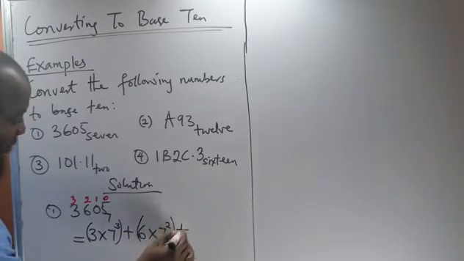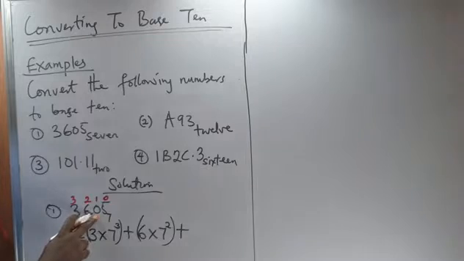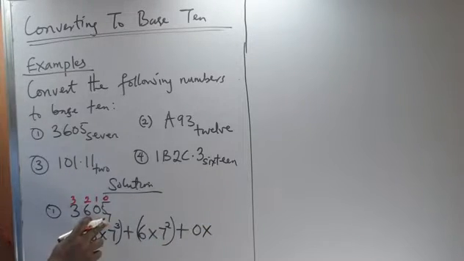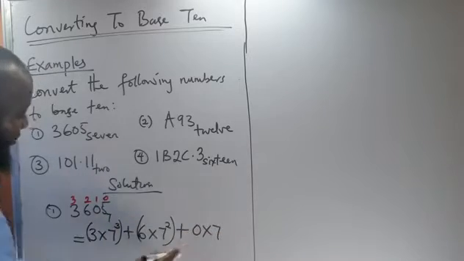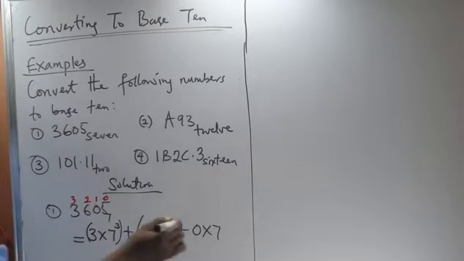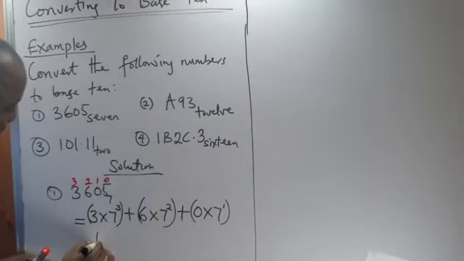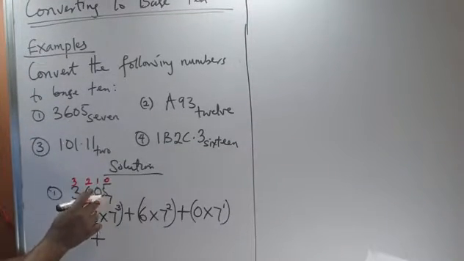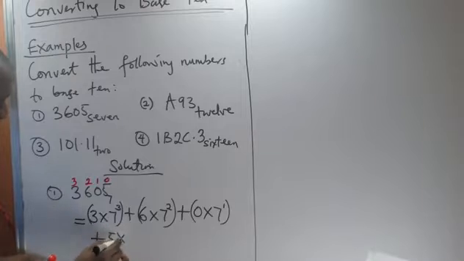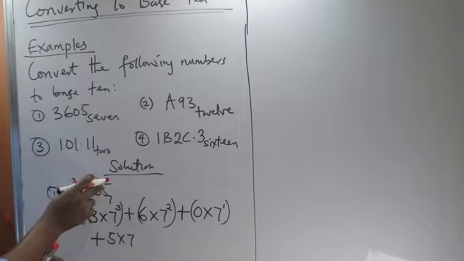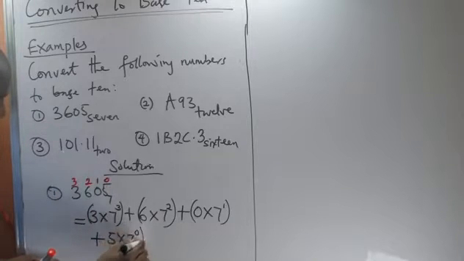Plus the next digit is what? 0, times the base, which is what? 7. Raised to power, what do you have on 0? 1. Raised to power 1. Plus the next digit is what? 5. Multiplied by what? The base is what? 7. What is this one raised to power? Is on what? 0. So that's all.